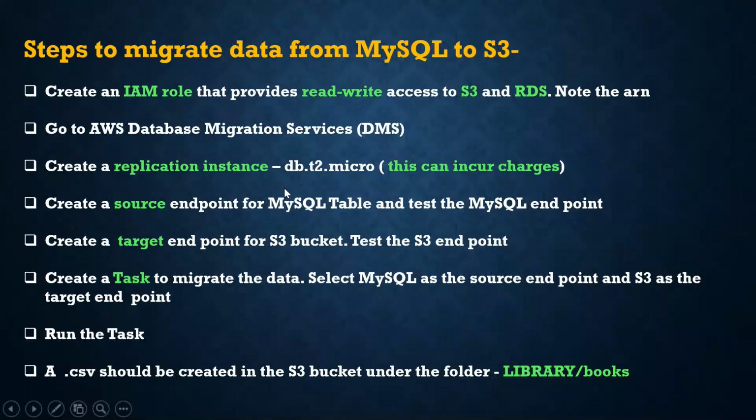Okay, there it is. So now let us begin with the actual steps for Database Migration Service. The first thing that we need to do is create an IAM role that provides read-write access to S3. Remember, we are going to create a bunch of folders and create a file in S3, and also read-write access to RDS. So that is our first step, guys. So let us go ahead and do that.